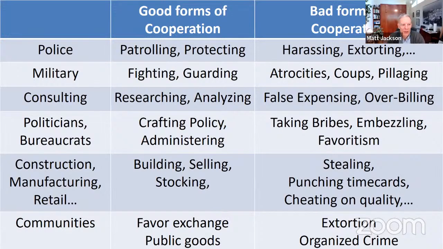Here are just a few listings: police, patrolling, protecting. They could also be harassing and extorting. Military could be fighting and guarding. They could be doing atrocities, coups, pillaging. Consulting: you could be researching and analyzing. You could also be false expensing, overbilling. There's a long list here, and it's pretty hard to find any situation where there aren't both types of cooperation going on among teams.